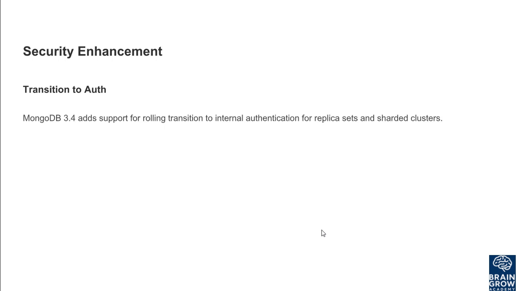The next thing is the security enhancement. Now MongoDB has moved to transition to auth. So now MongoDB supports rolling transition to internal authentication for replica sets and sharded clusters. We'll see this when we cover replica sets and sharded clusters, which we have not touched in this course yet. I'm planning to do lectures on that. So when we do, we will see this also in detail.